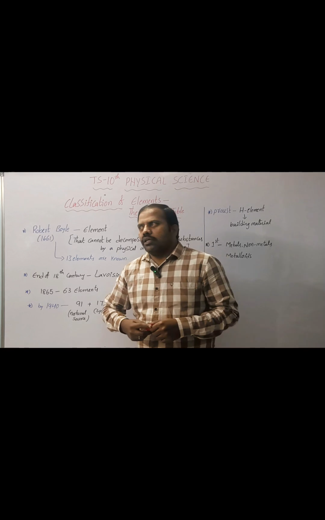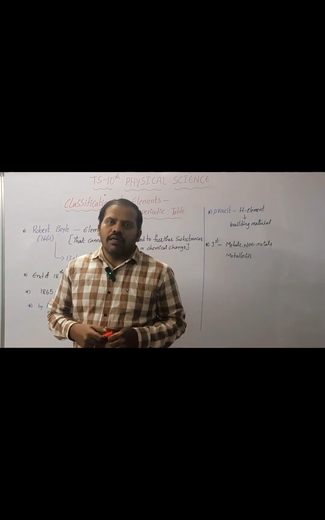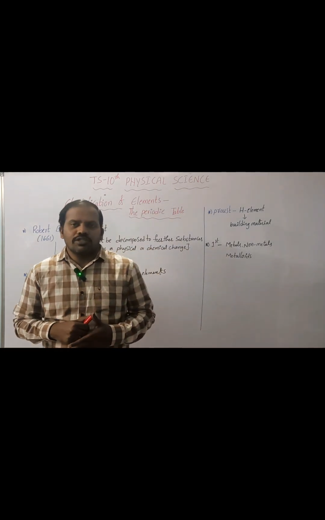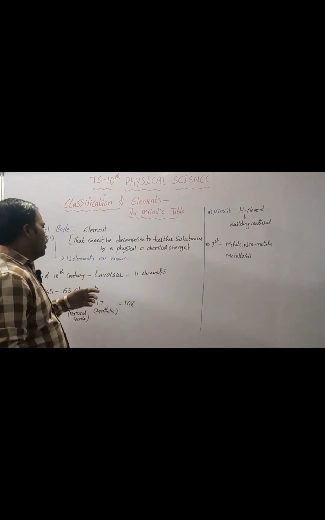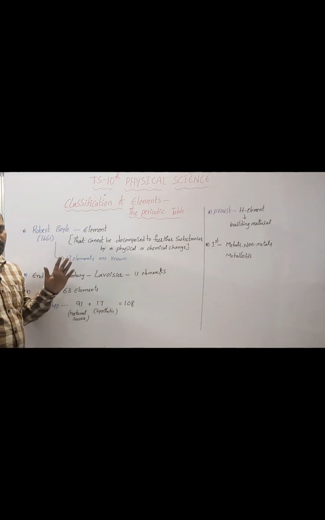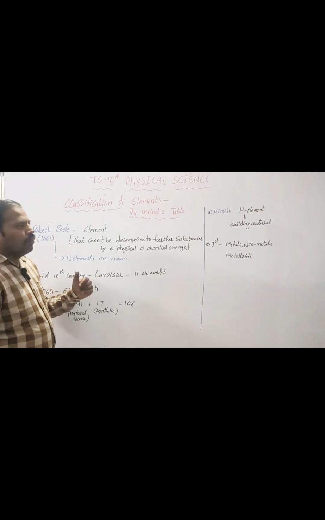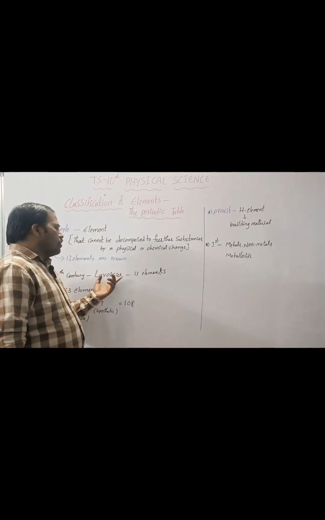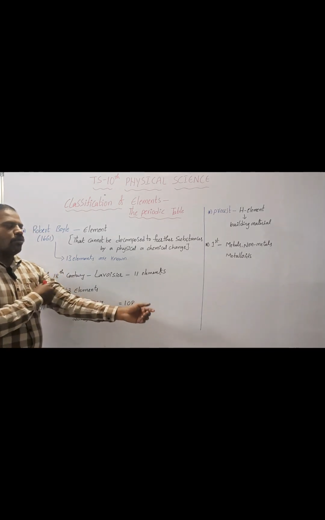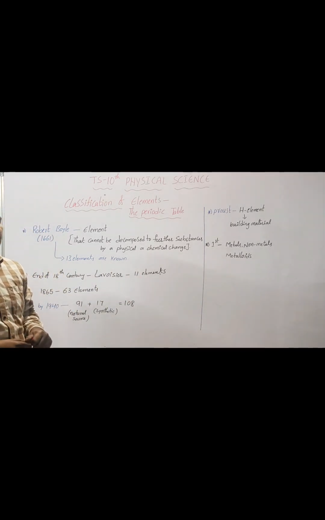After that, the elements were discovered, either synthetically or from natural sources. By this time, only 13 elements were known. After that, Lavoisier discovered 11 elements, and oxygen gas was also discovered by Lavoisier. So by this time, 11 more elements were discovered.